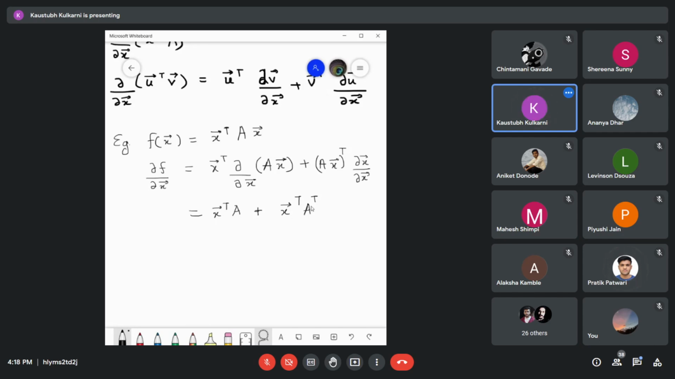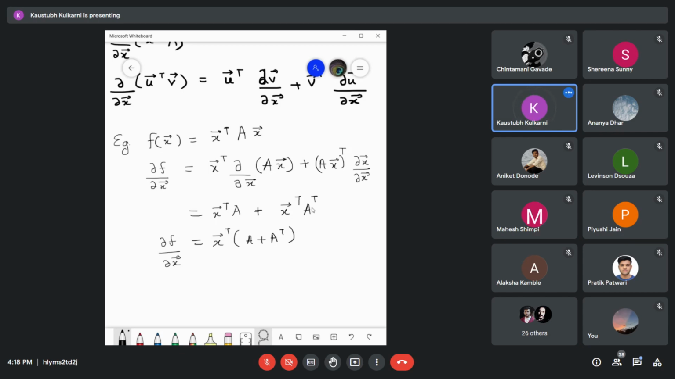Now, taking X transpose common, you can write this as A plus A transpose. Okay. So the derivative of this is the final answer. No more simplification possible at this stage. Now this value may depend on properties of A as a matrix, but as such, this is the most simplified form that we get using the properties.